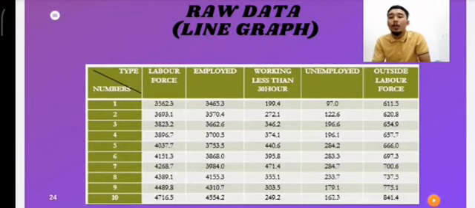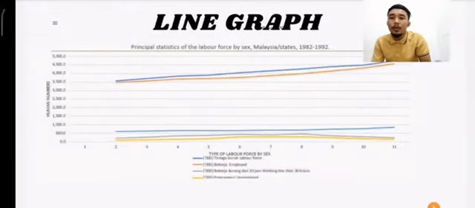This is the raw data table for the line graph. This is the line graph of principal statistics of the labor force by sex, by state, 1982 until 1992.